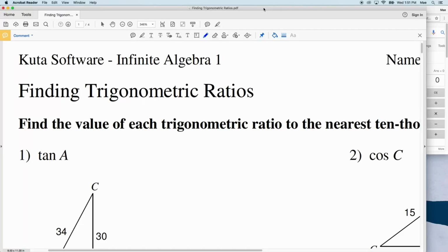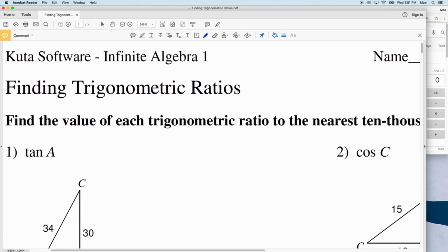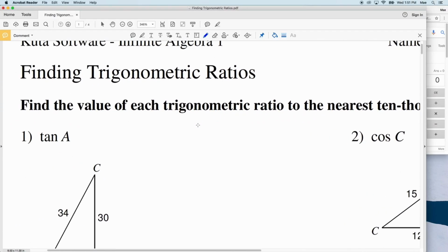In this video, we are going to start the Kuta Software Infinite Algebra 1 free worksheet, Finding Trigonometric Ratios. We're going to do the first page in this video, and then we're going to do the second page in the next. So this worksheet will be split up into 2 videos. Our directions currently are to find the value of each trigonometric ratio to the nearest 10,000th.